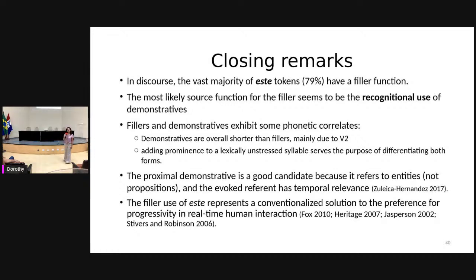And the most likely source for the evolution of the filler is the recognition of the use of demonstratives in the context of speech. The filler este and the demonstratives both correlate in their forms on their own, right? What is interesting is that prominence was added to the second vowel so that you can refer to entities at this point, right? And why the demonstrative? Because it's a good candidate when I want to make reference to entities and not propositions. This was, in my view, important.